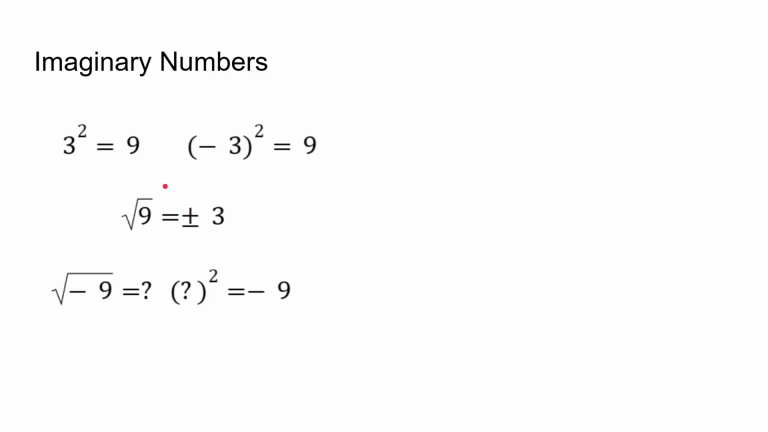But what about the square root of negative 9? What's that equal to? Or in other words, what number, when squared, gives you negative 9? And there is no real number that is the solution to this. There is another group of numbers that aren't real or on the real number line called imaginary numbers. And they're defined as the square root of negative 1 is equal to i, which is the imaginary component.